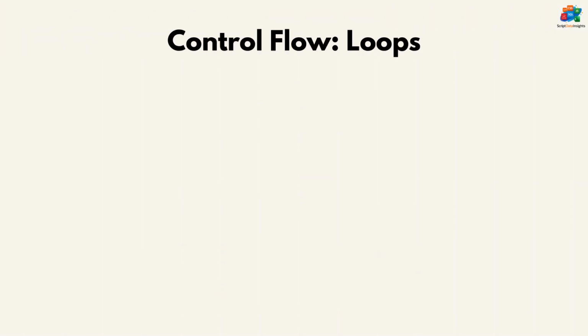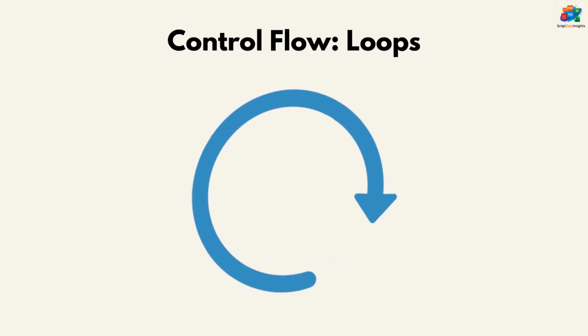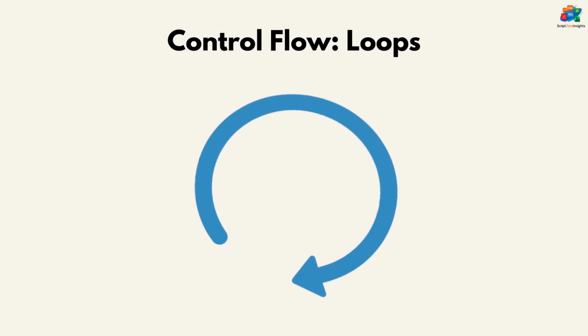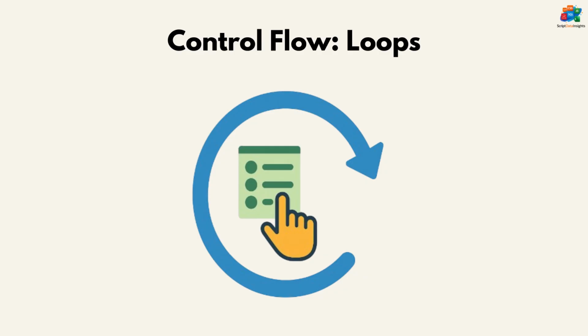Another critical part of control flow is loops. Loops allow us to repeat a block of code multiple times without having to write it over and over. This is incredibly useful for automating repetitive tasks. Instead of giving the same command 5 times, we can simply put it in a loop and tell the program to run it 5 times. It saves time and makes our code much more efficient.